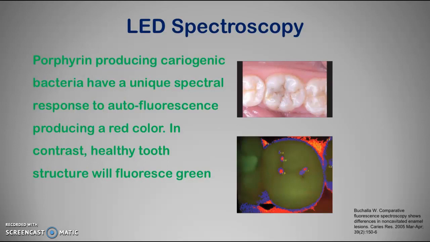With LED spectroscopy, porphyrin-producing cariogenic bacteria have a unique spectral response to autofluorescence, producing a red color. In contrast, healthy tooth structure will fluoresce green.